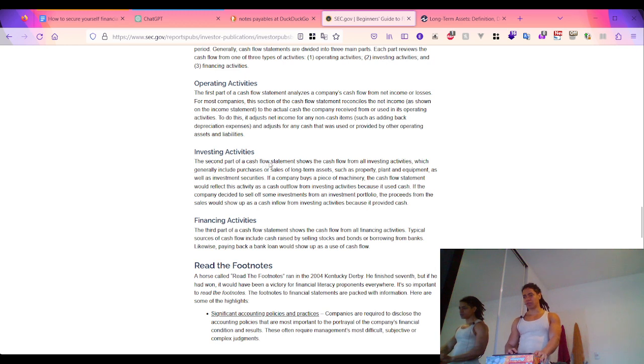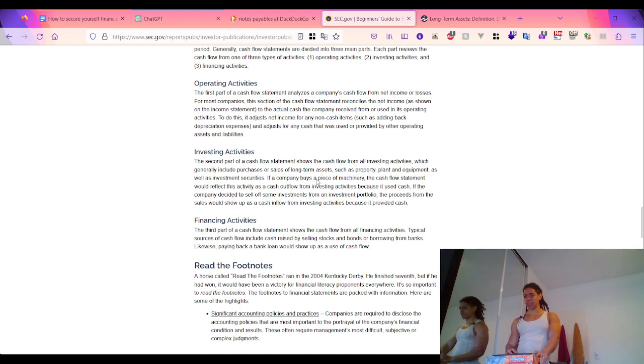The second part of the cash flow statement shows the cash flow from all investing activities, which generally include purchase or sale of long-term assets, intangible assets, property, plant, and equipment, investment in affiliates, as well as investment securities. If a company buys a piece of machinery, the cash flow statement will reflect this activity as a cash outflow from investing activities, because it used cash.